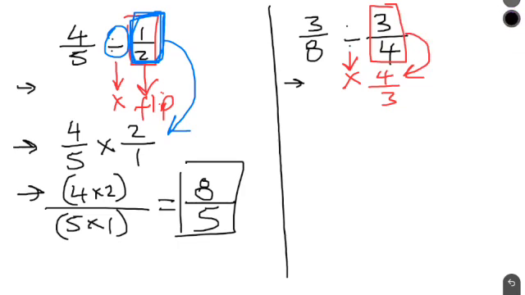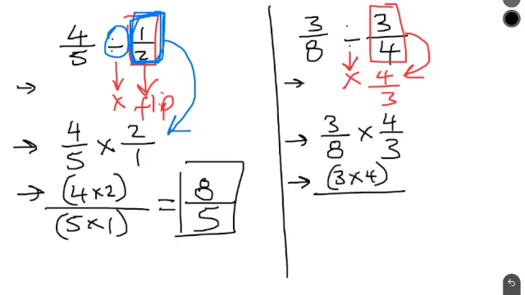Okay, once we do that, our problem then becomes 3 over 8 multiplied by 4 over 3. And then as we are multiplying fractions, we multiply all the numerators together divided by all the denominators together. And then that would make our problem 4 times 3 is 12, 8 times 3 is 24. Okay? So this is how we divide fractions.